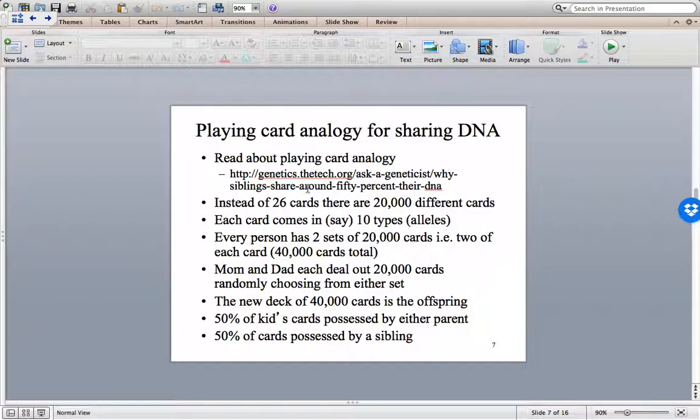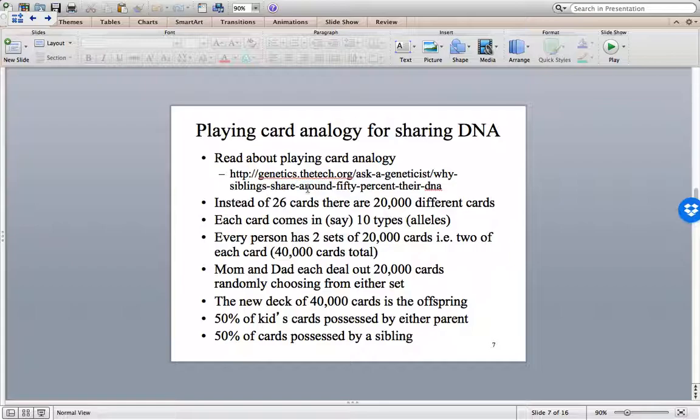Okay, welcome back. I would like to make some modifications to this analogy. Instead of 26 playing cards, there are 20,000 different cards. Why 20,000? Because there are 20,000 genes in the human genome. Each card comes in 10 types, which represent different alleles for that card/gene. Most human genes have many more than 2 alleles, and so 10 represents a crude order of magnitude estimate.